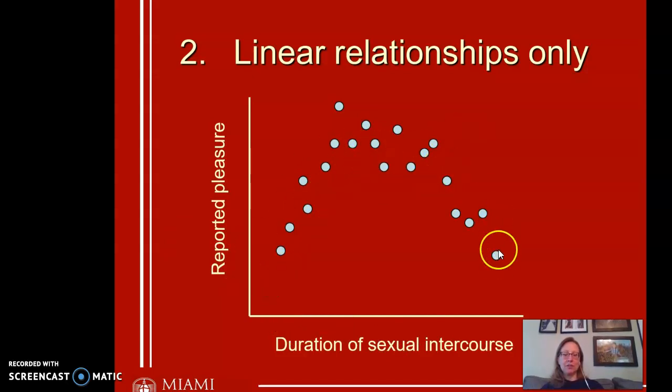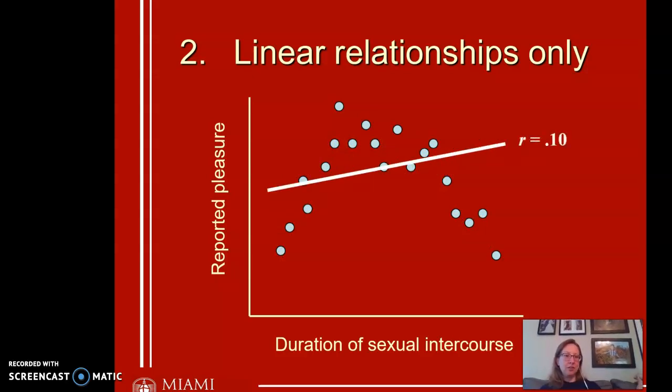This kind of curve also works if we think about the relationship between stress and performance. If you are an athlete, you know that you have to have your head in the big game and care about it, because if you don't, you're going to have a crappy game. But if you're too anxious, you're going to choke. So this kind of curvilinear relationship doesn't work well with a straight correlation coefficient.